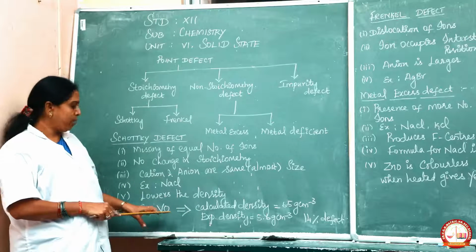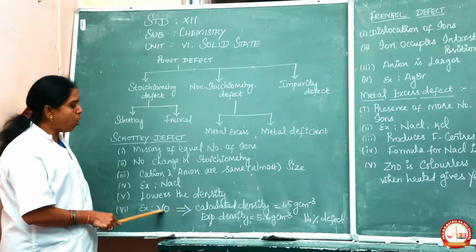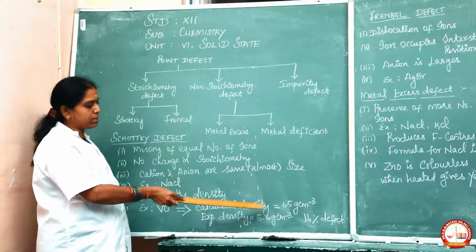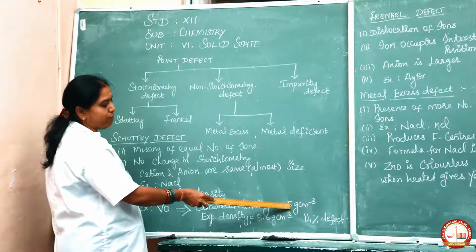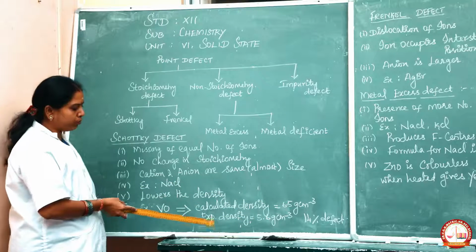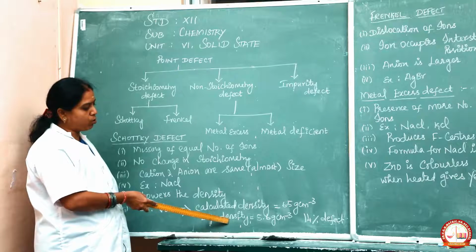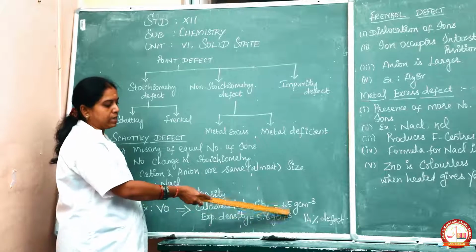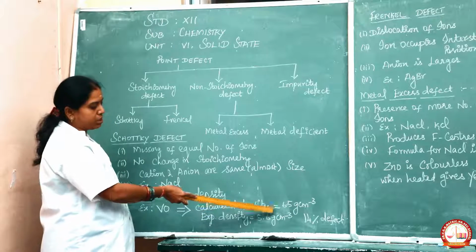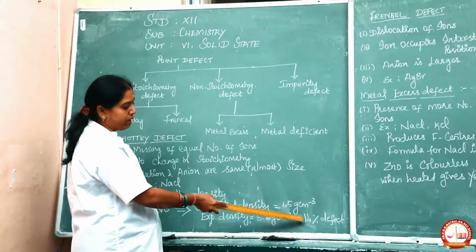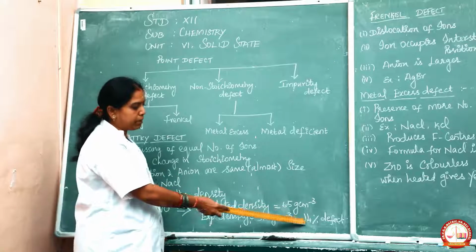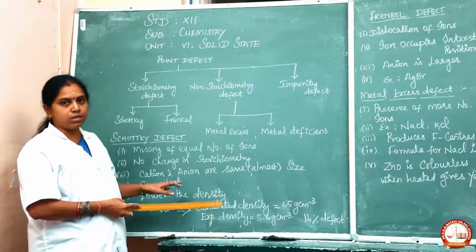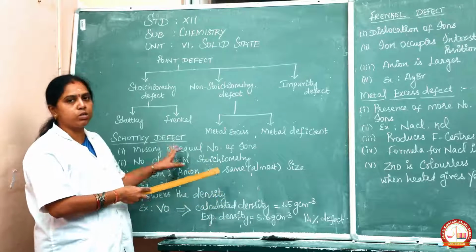For example, take vanadium monoxide. For this crystal, the calculated density value according to the edge length is 6.5 gram per centimeter cube, but the experimental density value we got by doing the experiment is about 5.6 gram per centimeter cube. Based on this deviation in the value, we can predict that vanadium monoxide contains 14% Schottky defect. So it is just lowering the density of the crystal. That is about the Schottky defect, which is due to missing of the ions.